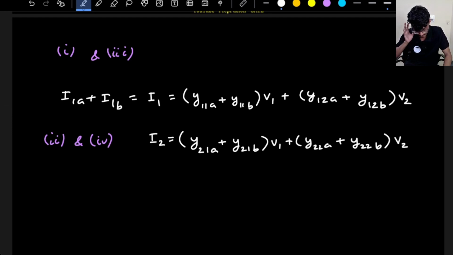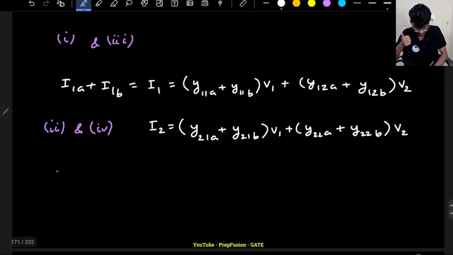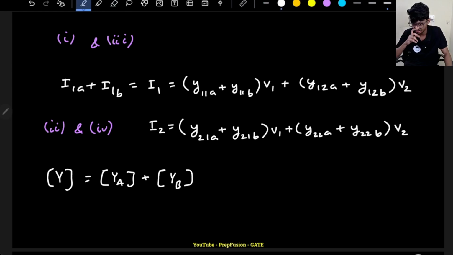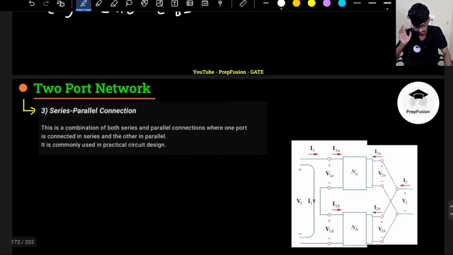So that's how you write a parallel combination. Ultimately, your Y matrix of the overall network will be the matrix sum of Ya plus Yb, the individual sum of the matrices. So this happens when it is a parallel combination. I don't think I have to describe this any deeper, because I think it is clear.